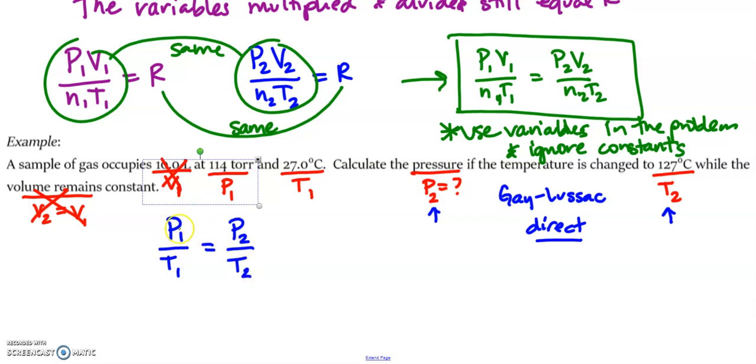And look at what we know. We know P1, we know T1. We don't know P2, but we know T2. So this is what we're solving for. We should have one unknown and three knowns.